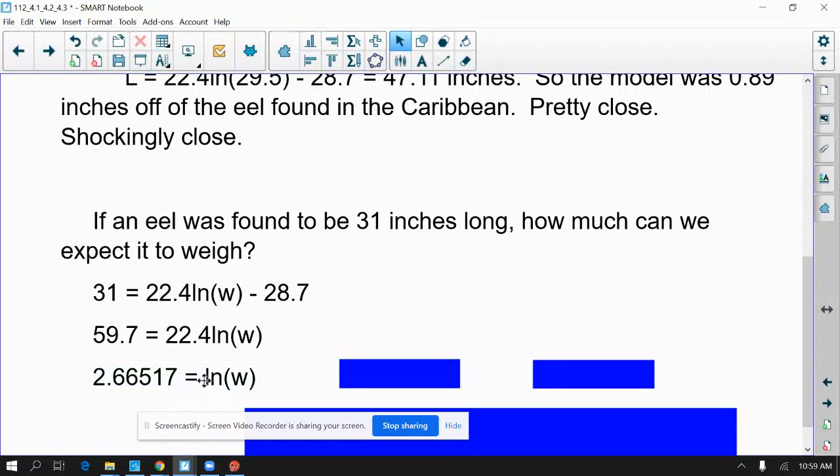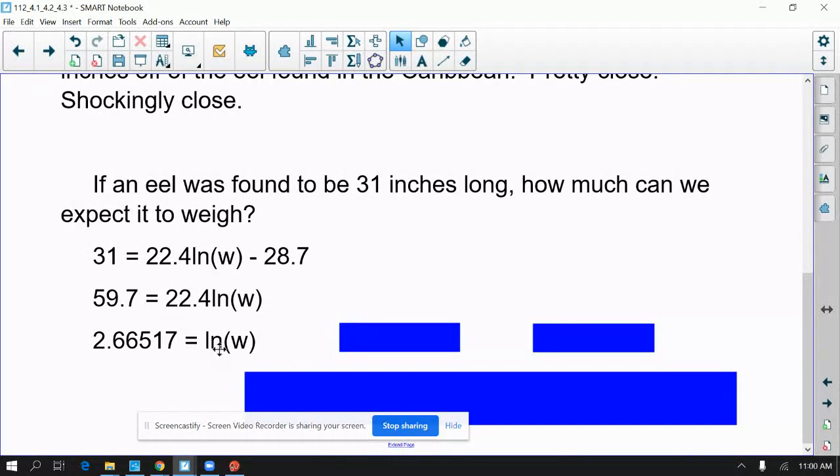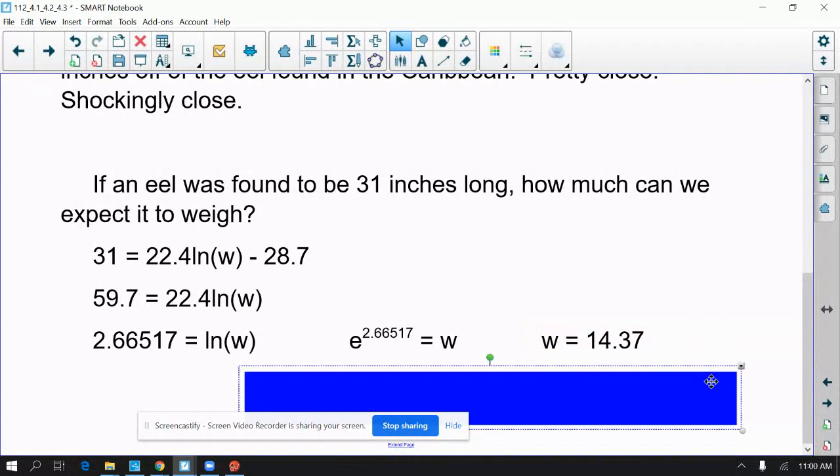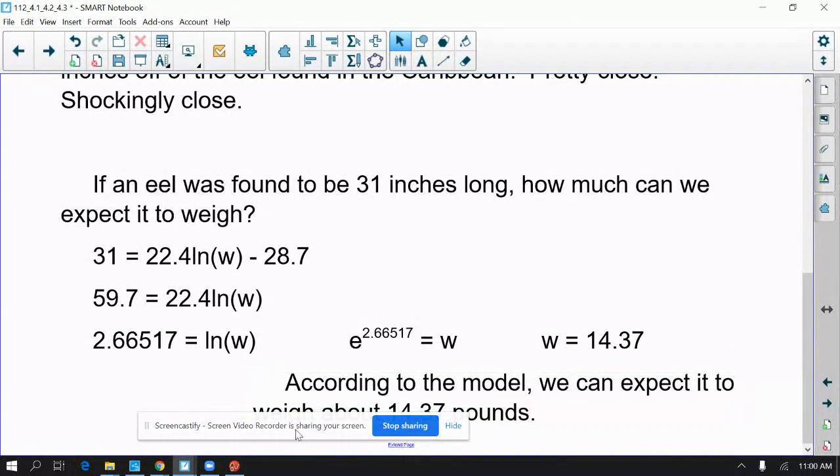The inverse of the natural log. So natural log is log base e, and logs equal exponents. So this exponent is on the base e. E to the 2.66517 will equal W. Go to your calculator and you get about 14.37. So that eel should weigh a little over 14 pounds.